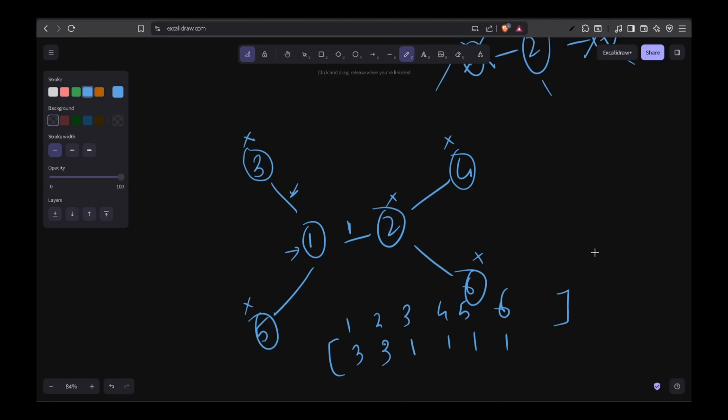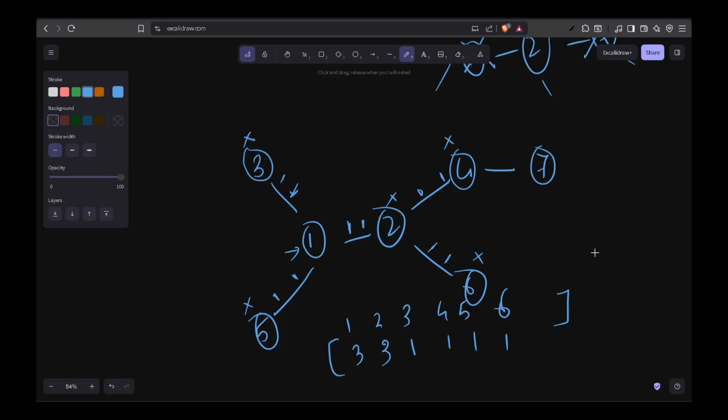1, 2 and 3. 2 is also connected with 3 other nodes, but 4 is only connected with 1. 3 is only connected with 1. 5 is only connected with 1. And 6 is connected with 1. That means those nodes which are connected with only one other node will be a leaf node, and we have to eliminate them first. Imagine there was another node here, 7.